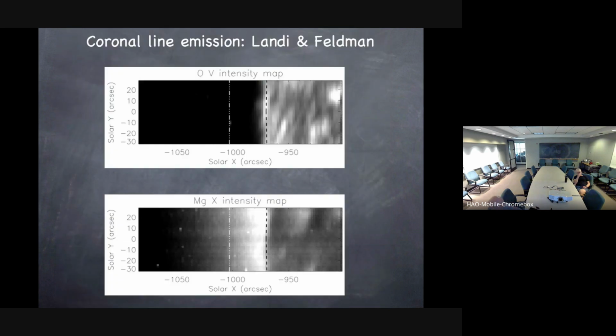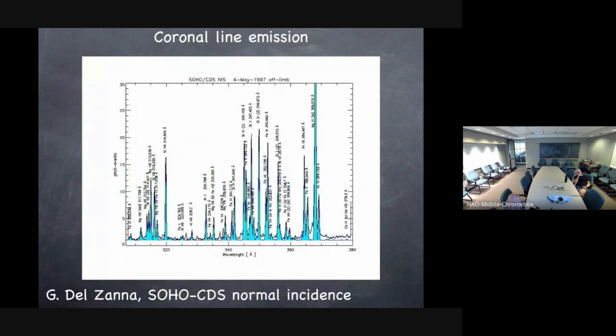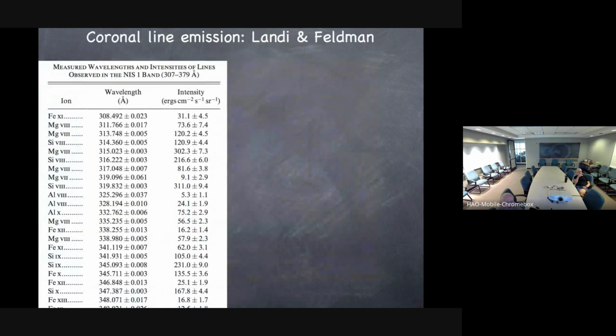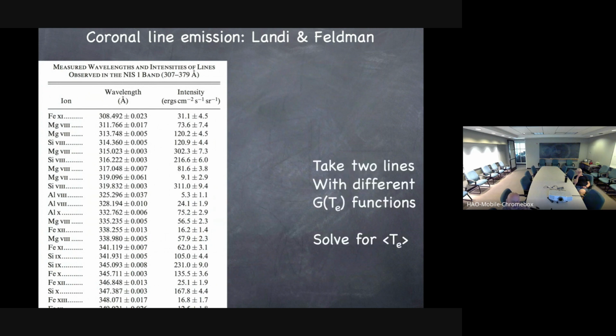And so here's an example at the top of oxygen 5 and magnesium 10. And what people do is take these spectra, analyze them to death, and you end up with something that, by integrating over these things, gives the intensity, so we can derive an emission measure distribution from these. It turns out to be mathematically equivalent, but a different picture.